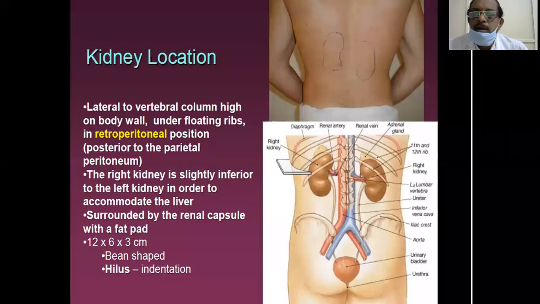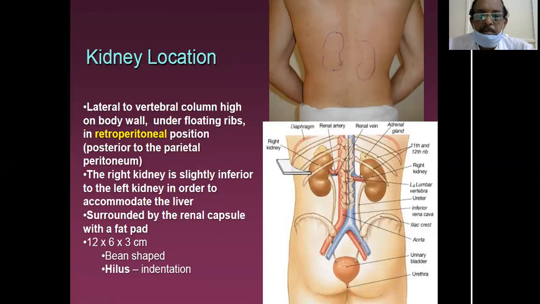As you see in the picture, this is where the kidneys are located. The right kidney is lateral to the vertebral column, high on the body wall, under the floating ribs. So these ribs are also important. If there is a fracture of the floating ribs, 11 and 12, you have to remember that there could be an injury to the kidney in those cases. One is fracture of the transverse processes of the spine. This is ribs. These things you have to keep in mind.